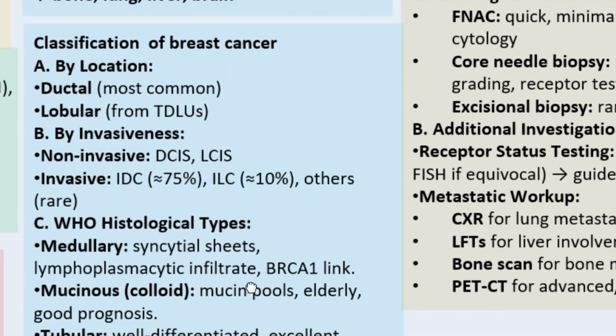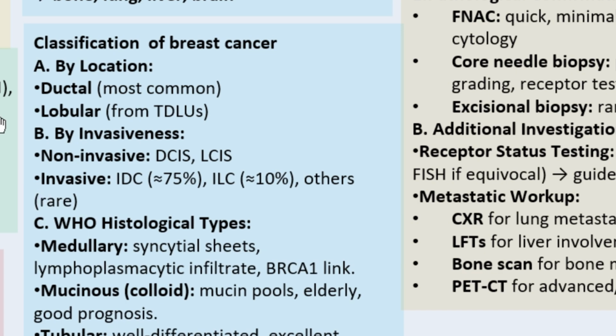So we have the classification of breast cancer, and you can do that by location, by invasiveness, and then we have the WHO histological types. So when you look at by location, you have the ductal carcinoma, and then we have the lobular carcinoma. And the ductal carcinoma is the most common, and most of the time has a better prognosis than the lobular carcinoma. So when you look at the invasiveness, we have the non-invasive, that is the ductal carcinoma in situ and the lobular carcinoma in situ.